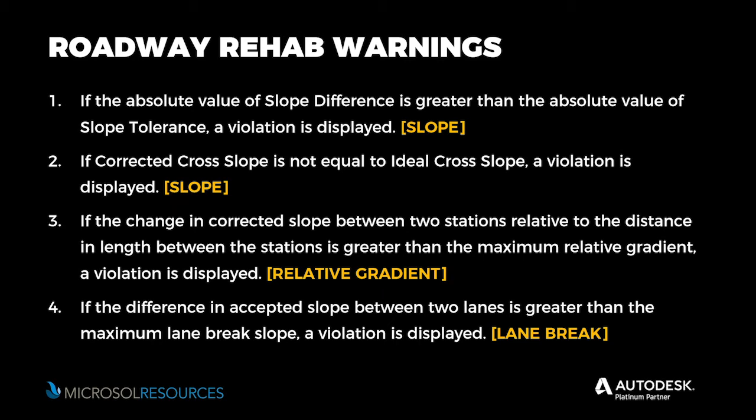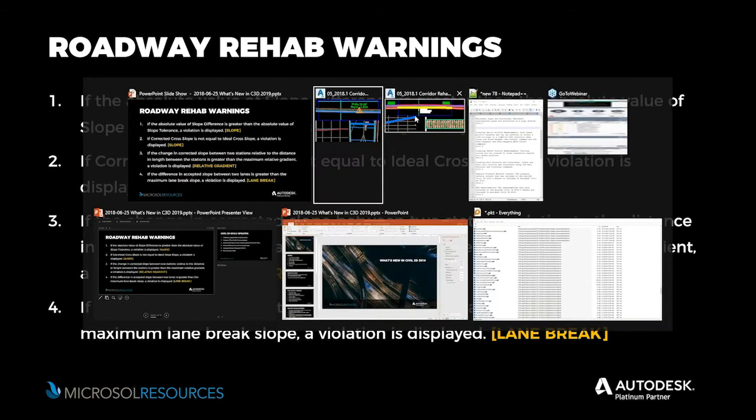Going from the top, if your slope difference is, in absolute value, greater than your slope tolerance. So for example, if I'm at 2% or minus 2%, and I have a difference of minus 5%, that in theory is not greater than 0.5%, so it uses the absolute value for that check. For the corrected cross slope, if that's different from the ideal slope, you'll get a violation there as well.